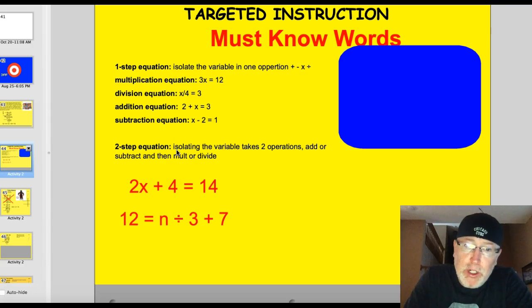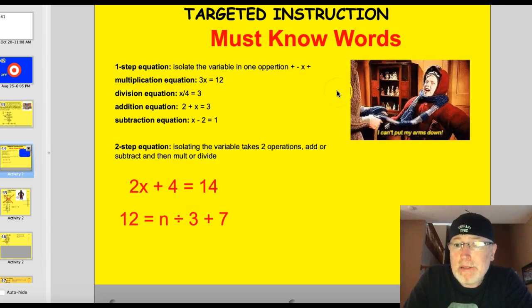Now in two-step equations, we're going to have to isolate the variable, and it takes 2 operations. For us, we're going to be adding or subtracting first and then multiplying or dividing. So here's the two-step equation. We've got some addition and multiplication. Here, we've got addition and division.